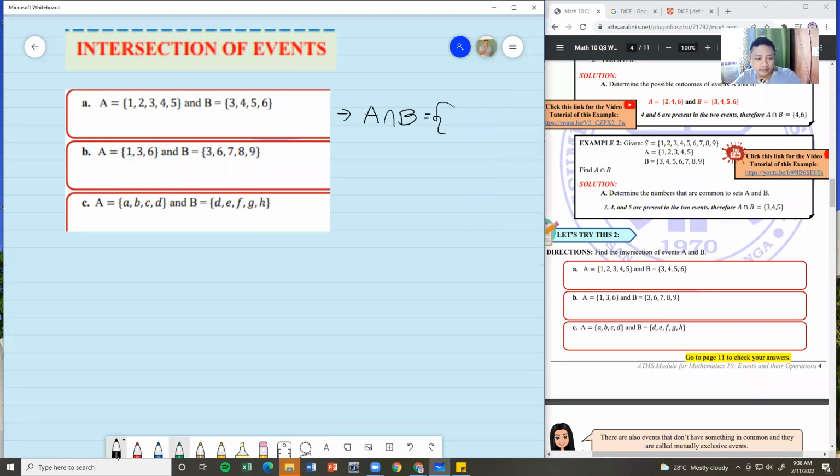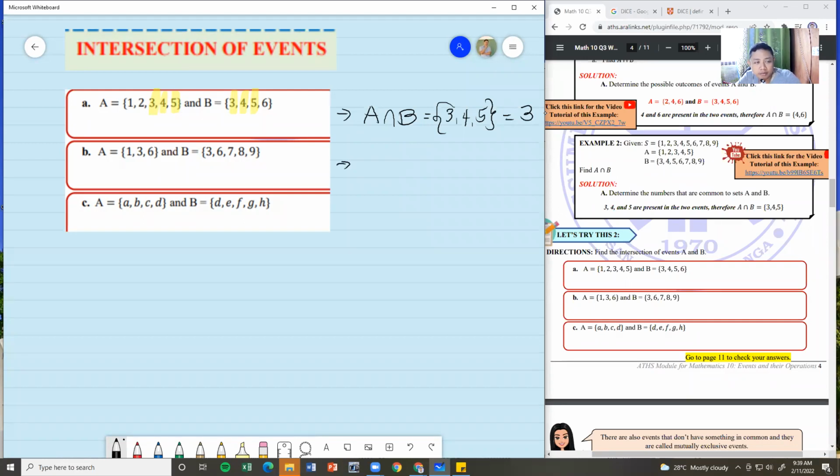You look at this. A contains 1, 2, 3, 4, 5, and B contains 3, 4, 5, and 6. Their intersection will be 3, 4, and 5. 3, 4, and 5. Right? Okay, very good. So that's 3, 4, and 5. And therefore, that's equal to what? How many intersection are there? That's equal to 3. Very good.